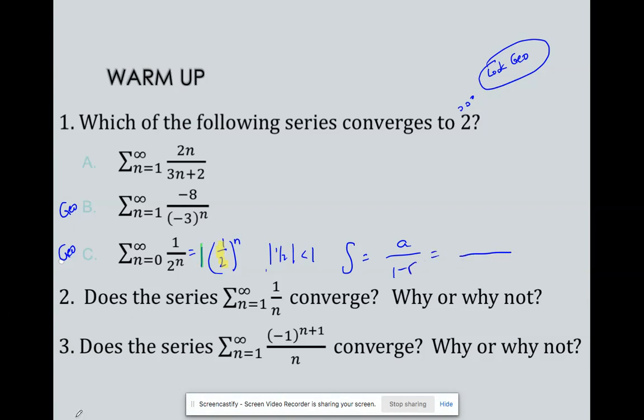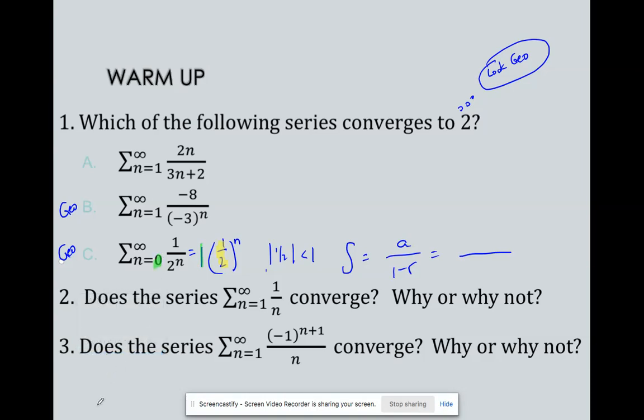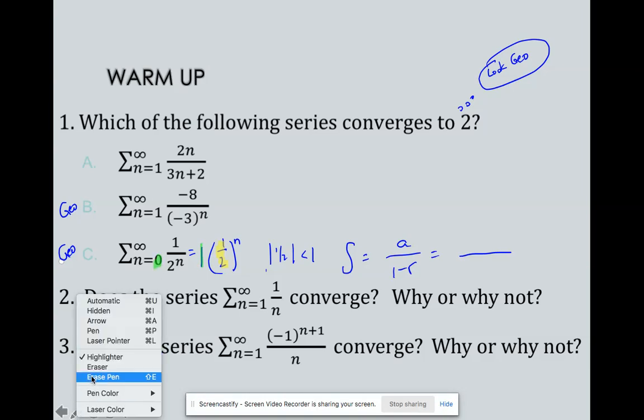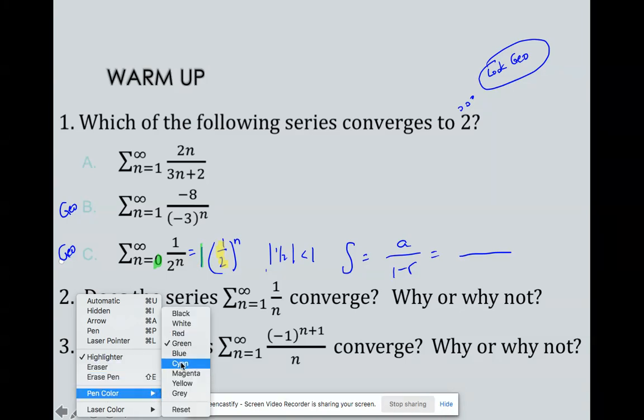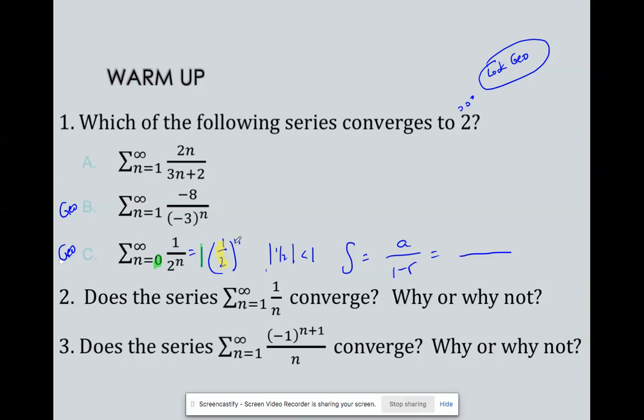So please make note of where you start, because a is the first term. So my first term, when I put a 0 in here, is 1, and then 1 minus my r, which is a half, so 1 divided by a half, which is 2. So this one does converge to 2. But you have to check the rest.